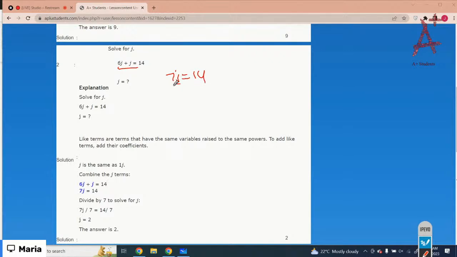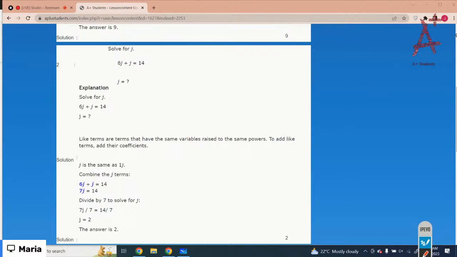So remove that 7. 7 is multiplying j, and the opposite of multiplication is division. So divide both sides by 7. 7 times 2 is 14. So j equals 2.